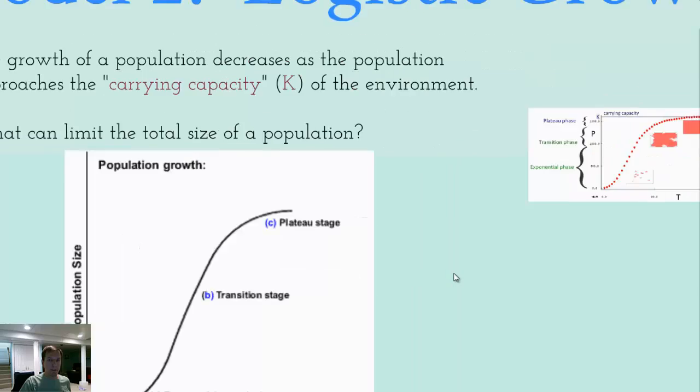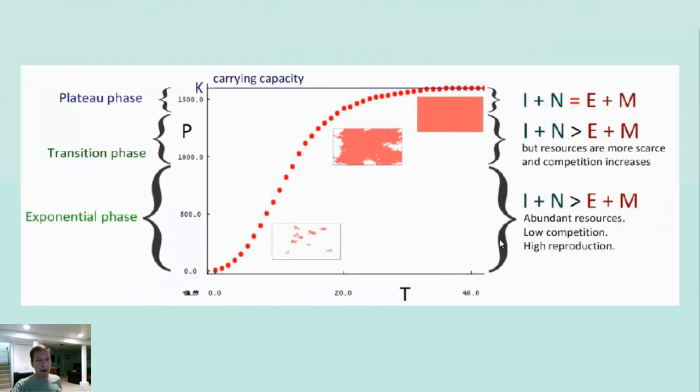Looking ahead just a little bit further, to mathematically represent it, we can look at the plateau phase here at the top as the number of immigrants and the number of births. Remember that birth rate can be represented by the word natality, so N. So I plus N, the number of immigrants plus births, is going to be equal to the number of emigrants plus the mortality rate. When those things are equal to each other, the population remains stable. It's not going up or down.